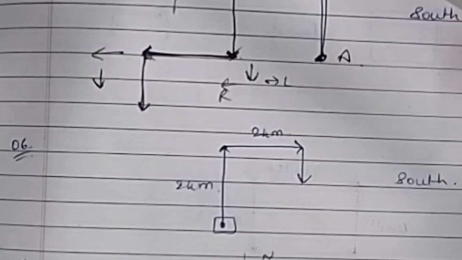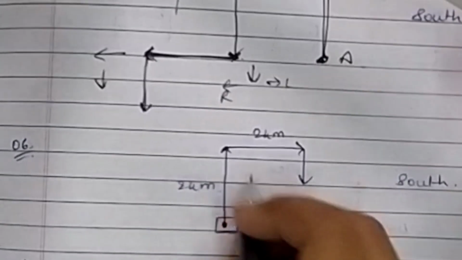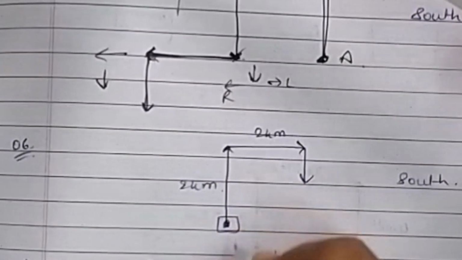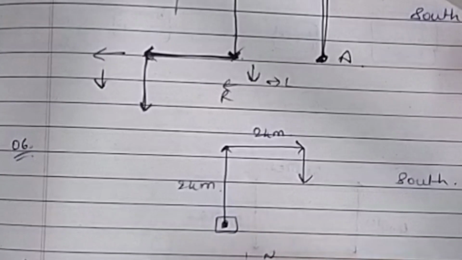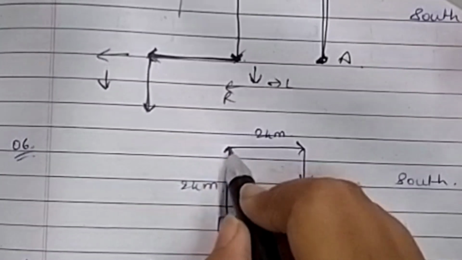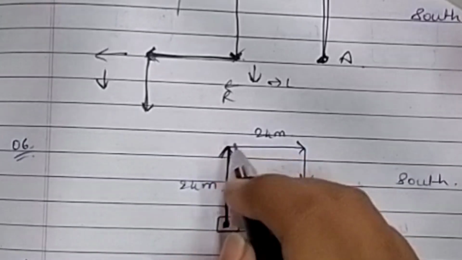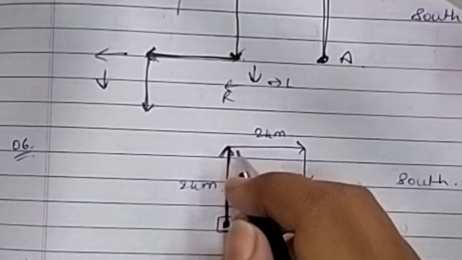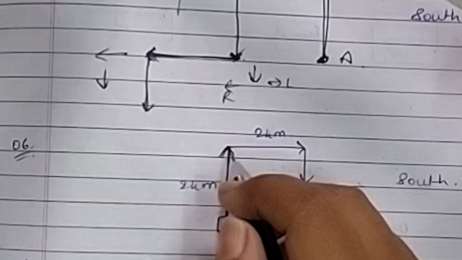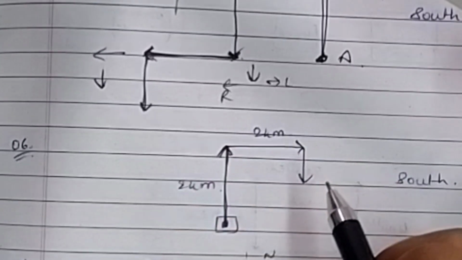So basically this question is saying that Sita starts from a point. So here we will consider this as a starting point, and walks 2 km towards north. So you know that north is the upward direction and she walks 2 km in the north direction. Turns towards her right and walks for 2 kilometers.